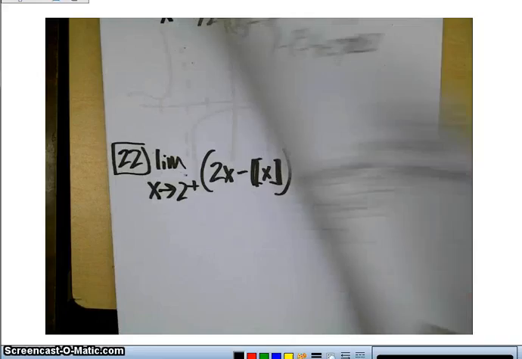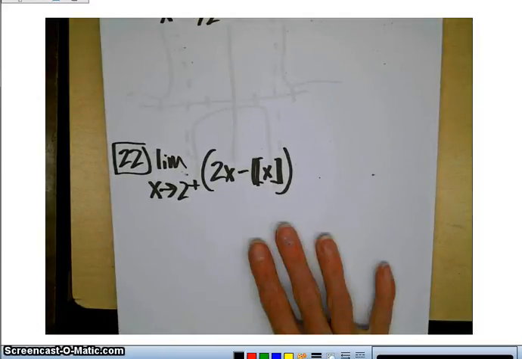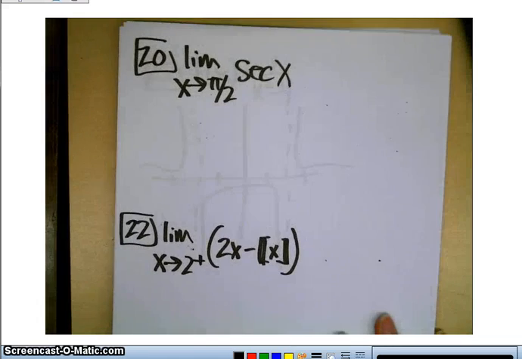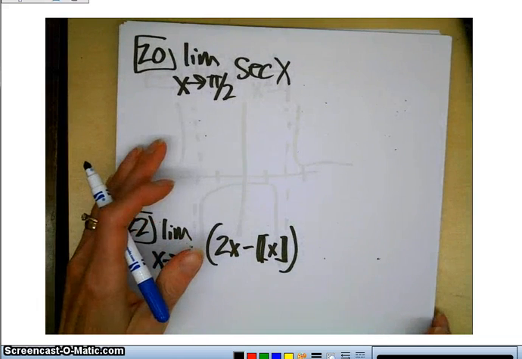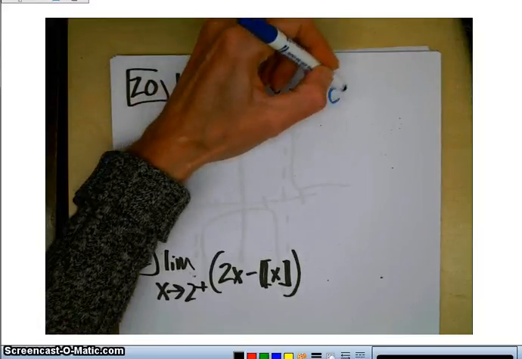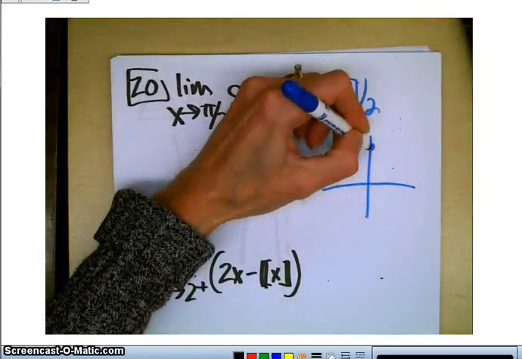All right, moving on, number 20, the limit as x goes to pi over 2 of secant x. I am just going to try straight up substitution. Number 20, the limit as x goes to pi over 2 of secant x. If I just plug that in, the secant of pi over 2. All right, well, here's my ordered pair. Here's pi over 2 right here.